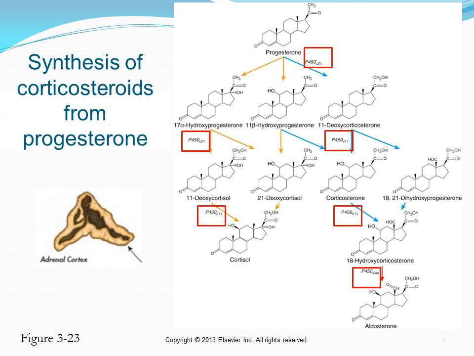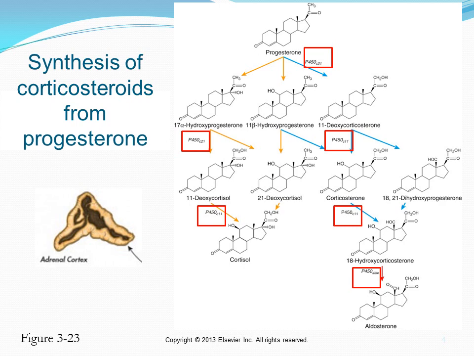Okay. So here, as you can see, corticosteroids are created from this overlying structure of progesterone. And I highlighted in red all of the places where that P450 is an important enzyme in undergoing this change from progesterone to cortisol or aldosterone, depending on which hormone you're talking about.